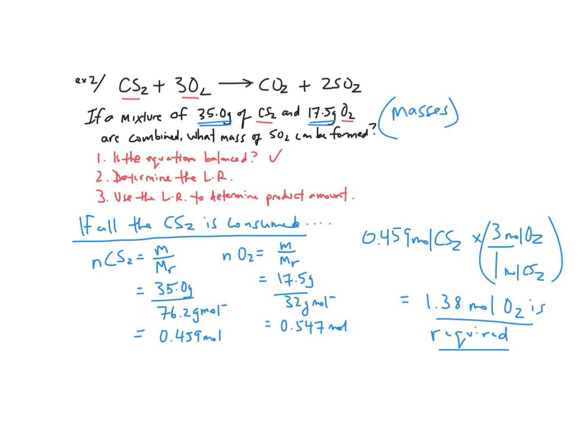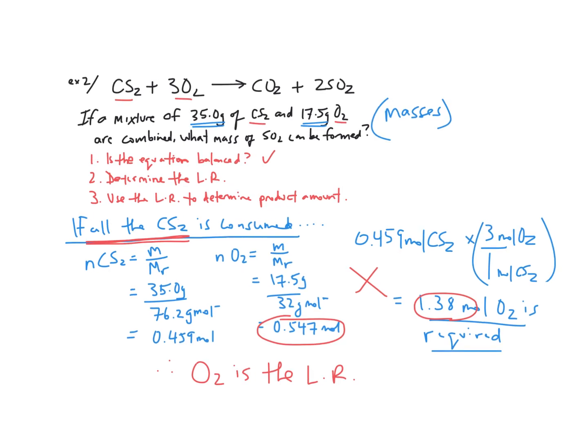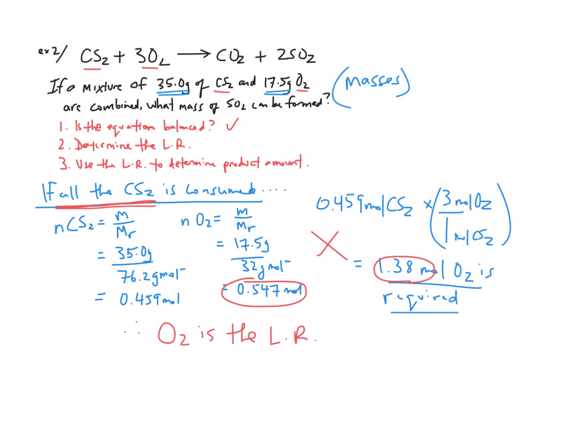Is that going to work? Are we going to have enough? How much do we actually have? We have 0.54 and we need 1.38. So the answer is no. We don't have enough oxygen to react all of the CS2. So which one's the limiting reagent? Therefore, oxygen is the limiting reagent. The oxygen would run out before we could react all the CS2. So when we do the stoichiometry of the product created, we have to use oxygen as the reference reagent. Let's carry on using oxygen as the limiting reagent.